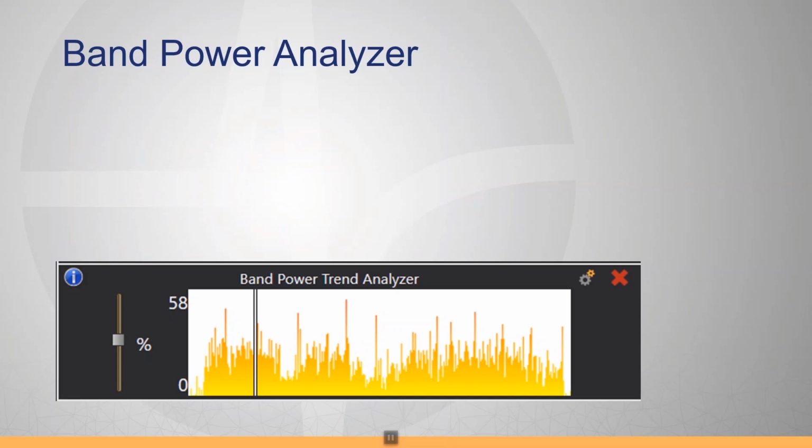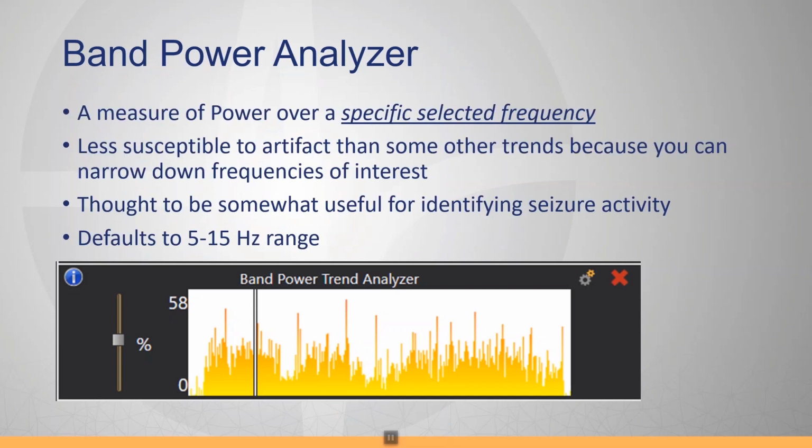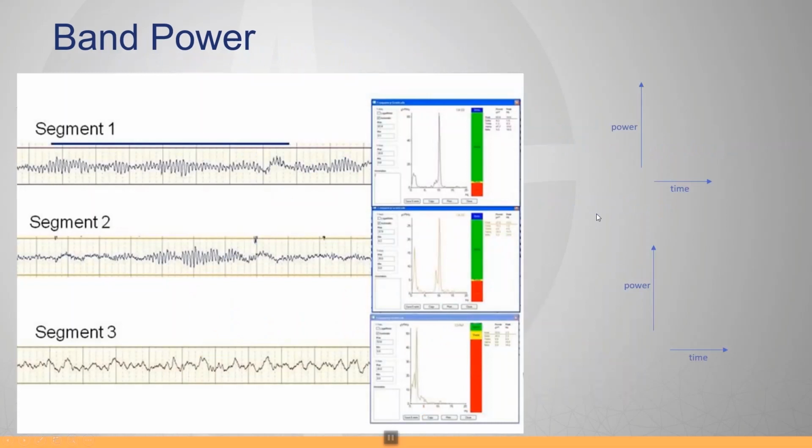The band power analyzer is a measure of power over a specific selected frequency. So you actually choose which frequencies you're interested in. Well, it's thought to be less susceptible to artifact because you narrow down the frequencies of interest, so you can exclude those that you know have artifact in them. And it's thought to be somewhat useful for identifying seizure activity. Now, it defaults to the 5 to 15 hertz range, so you will need to tweak it a little bit and adjust it for the patients that you're looking at.